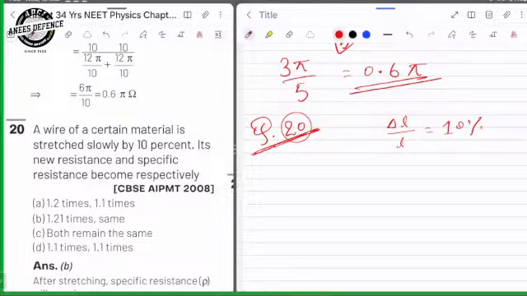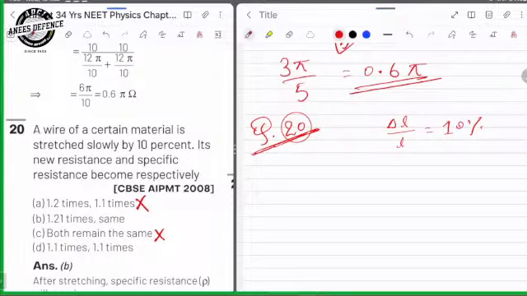Its new resistance and specific resistance become, respectively... The specific resistance will be the same, because specific resistance is independent of dimension. For example, copper. All copper wire, having whatever cross-section area and length, all have the same resistivity. Yes or no? So resistivity is the same. So go through the options. Both remain the same? No. This one is wrong.